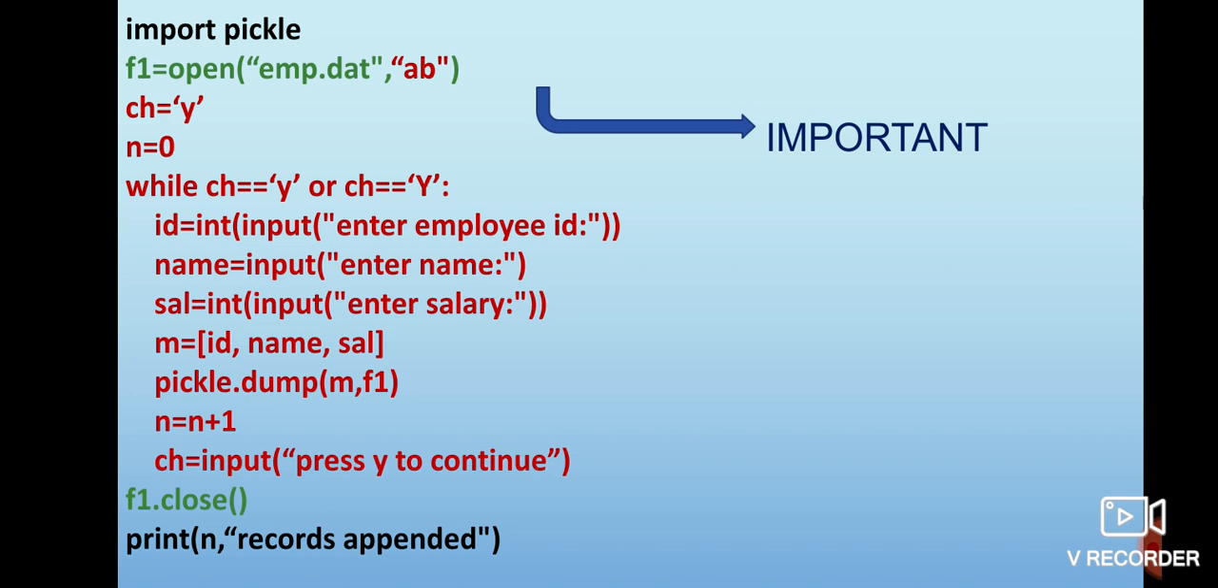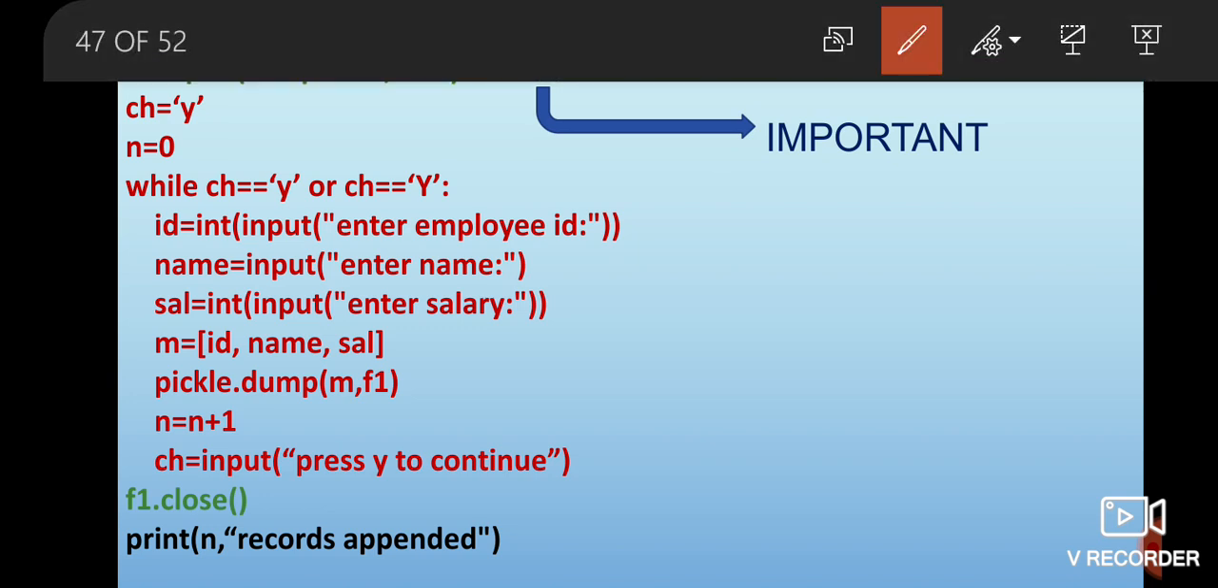And after this, the work is very similar. You are taking a variable ch, storing the value y in it, so that the loop runs till the value of ch remains y. And I am taking a counter variable also here because I want to keep a record of how many objects are appended. So I am keeping n initially 0 and I will increase n every time I append a new object in the file.